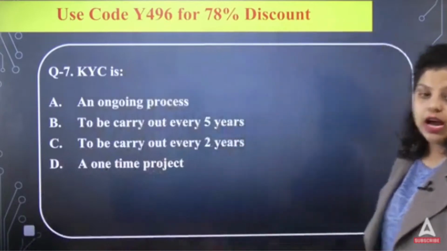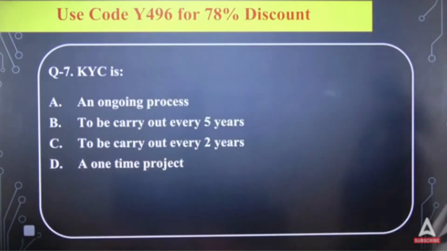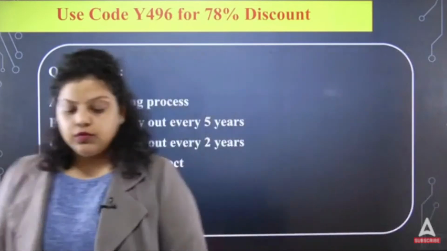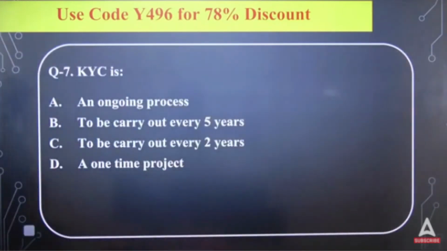So let's continue. And the next question is talking about KYC is which of the following? First is saying KYC is an ongoing process. Second is saying to be carried out every 5 years. Third is saying to be carried out every 2 years. Fourth is saying a one-time project. So what is KYC?